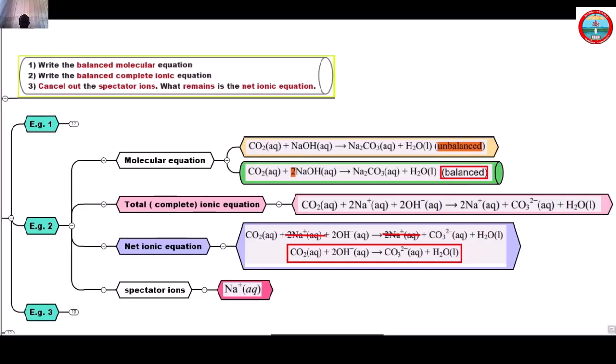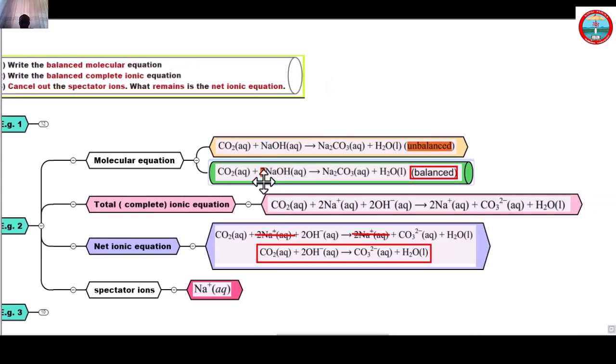Change those compounds that exist in aqueous form, except some covalent molecules. Carbon dioxide cannot be written as ionic because this is a covalent compound, so write this as it is. Sodium hydroxide can be written in the ionic form, sodium ion plus hydroxide ion, and then sodium carbonate can be written as sodium ion plus carbonate ion, and water is liquid, so write it as it is.